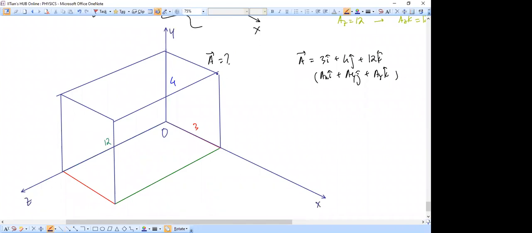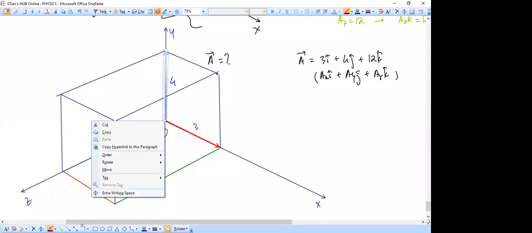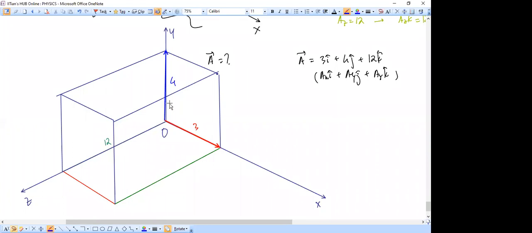So see, what is my x component again? It's this vector. This vector of magnitude 3. What is my y component again? It is this vector of magnitude 4. And what is my z component again?